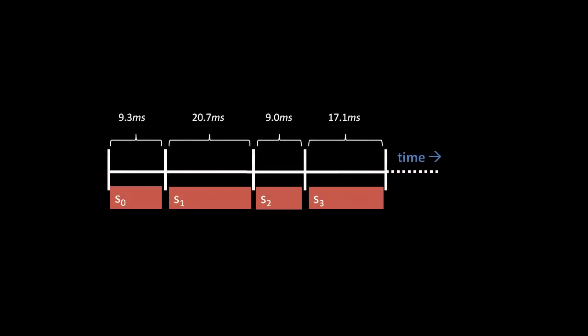A better and more common solution is to iterate as fast as we can without waiting, just like in the naive approach, but update state based on the actual time elapsed since the last update. So here when we compute state S1, we take into account that 9.3 milliseconds have elapsed since the start of the last update.